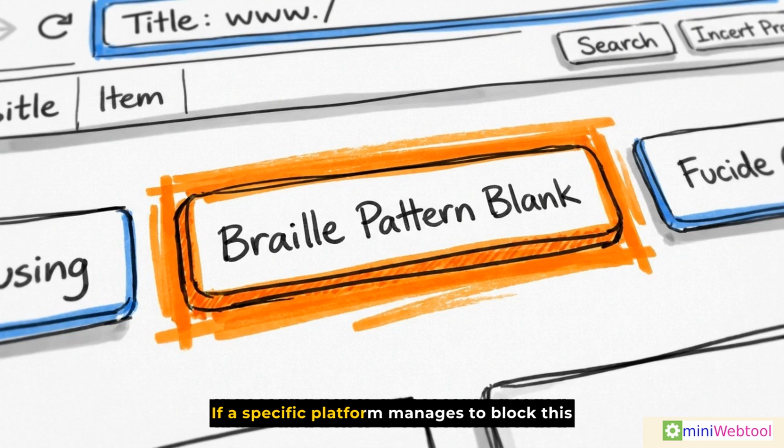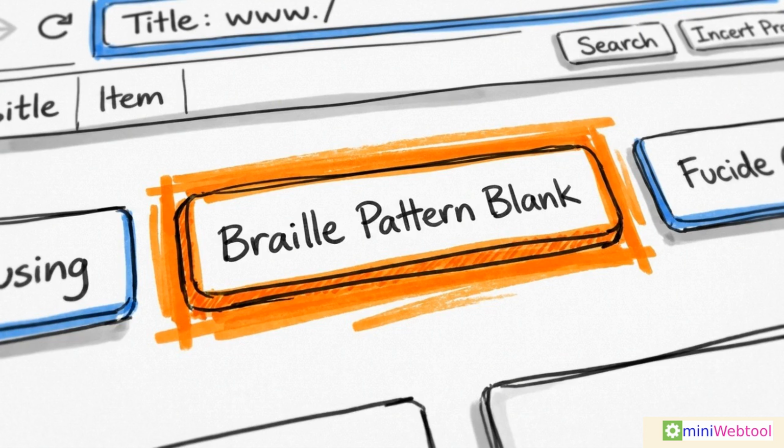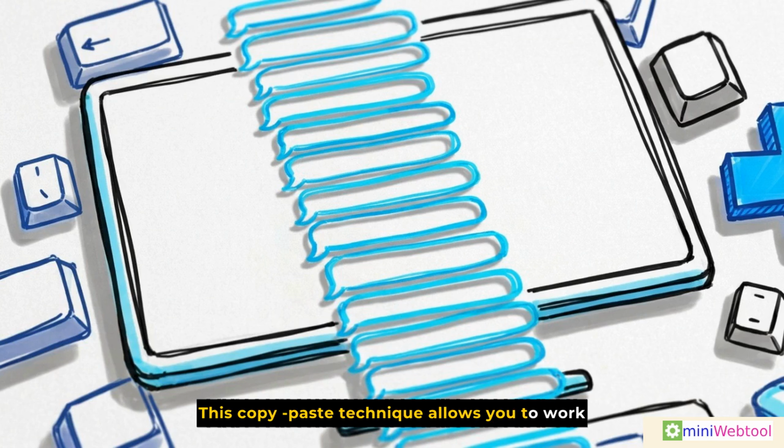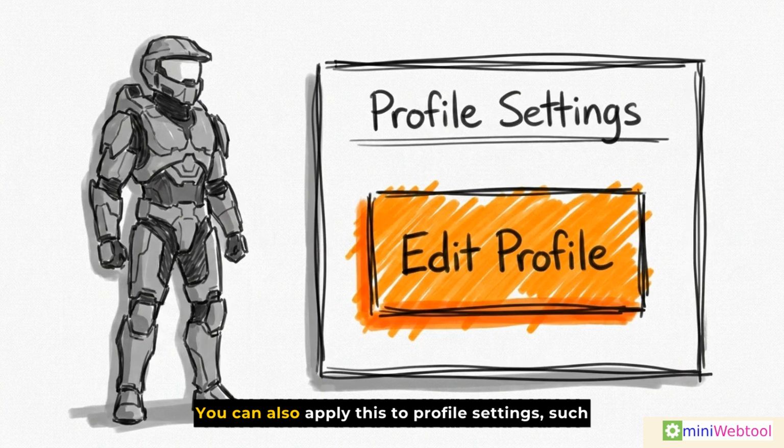If a specific platform manages to block this character, you can return to the tool and copy the Braille Pattern Blank as an alternative. This copy-paste technique allows you to work around standard chat limitations on most platforms. You can also apply this to profile settings, such as in a multiplayer game or social media account.